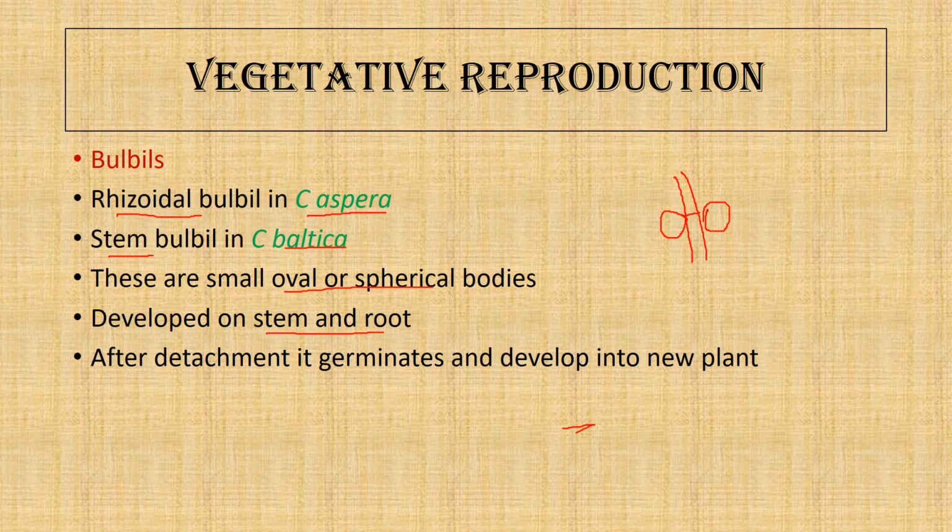And when the condition becomes very dry, the entire plant body dies. The bulbils of Chara are liberated in the ground where they stay dormant for a certain time till the condition suitable for germination reappears. When the conditions are conducive for germination, then only it germinates into a new plant.